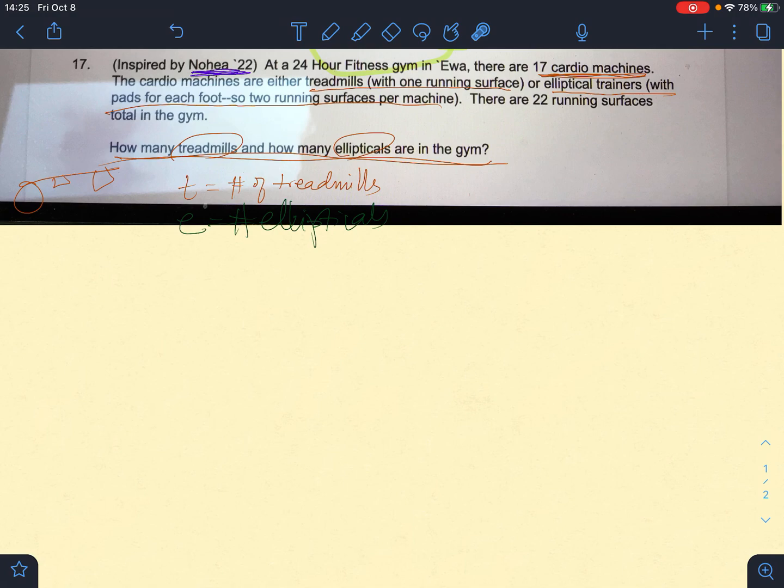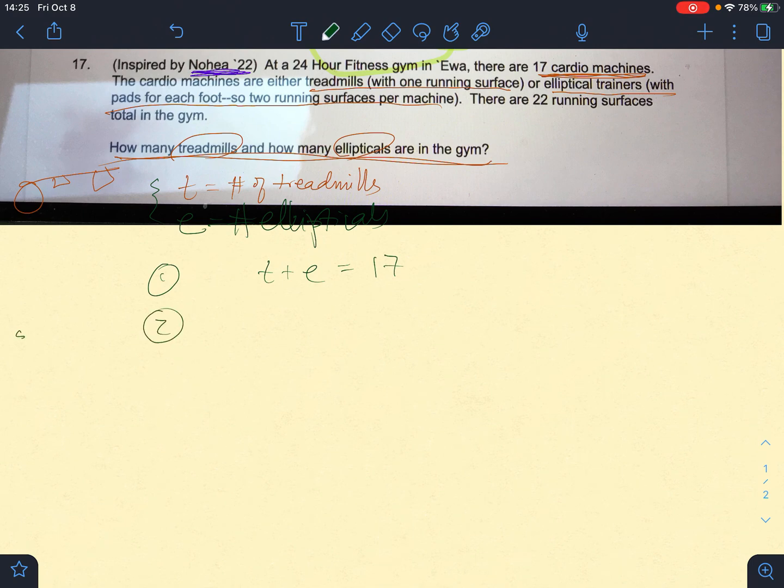Now, here's the thing. One sentence at a time. At this fitness gym, there's 17 total machines. So, looking at our key, it's T, the number of treadmills, plus E, the number of ellipticals, is 17. This equation is just saying how many machines there are: the number of treadmills plus the number of ellipticals is 17.